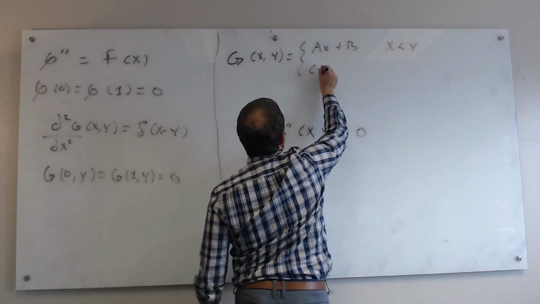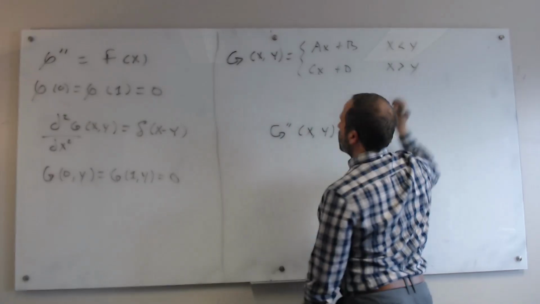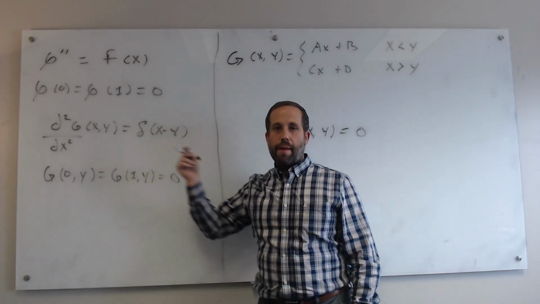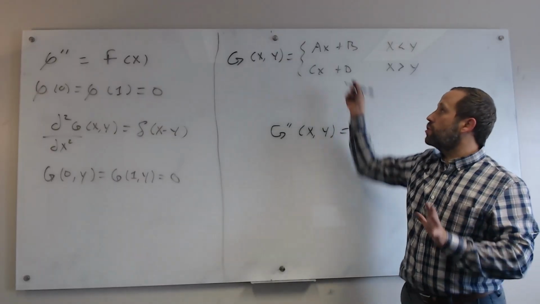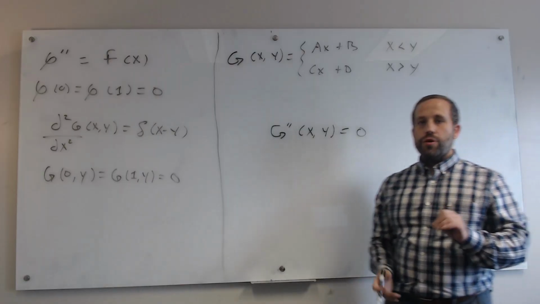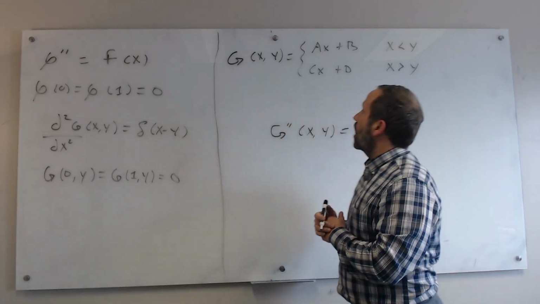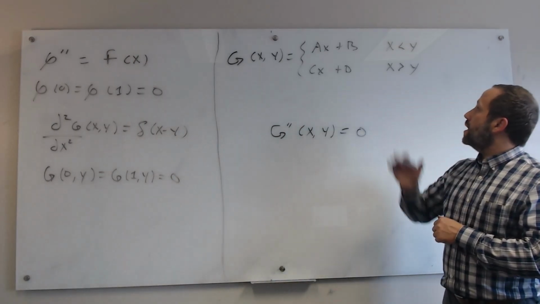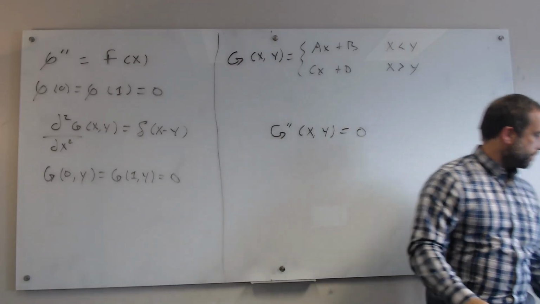and then it's equal to cx plus d when x is greater than y. Okay, there's clearly some sort of discontinuity happening when x is equal to y. So across x equals y, we don't know that g of xy has this form ax plus b and cx plus d, but we do know if x is less than y, where the delta doesn't take effect, then g of xy is equal to ax plus b, and when x is greater than y, g of xy is equal to cx plus d.